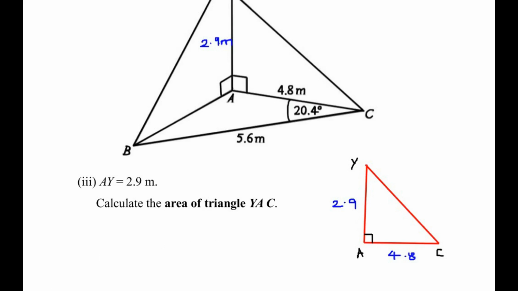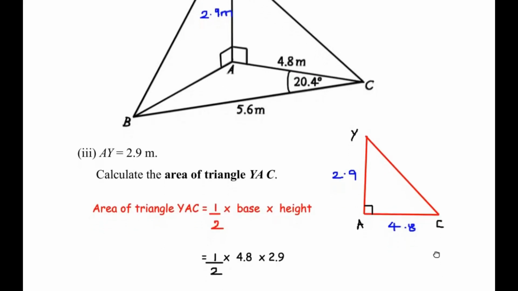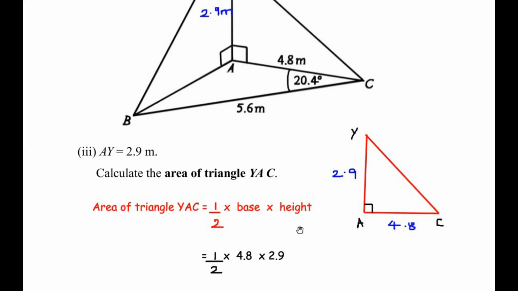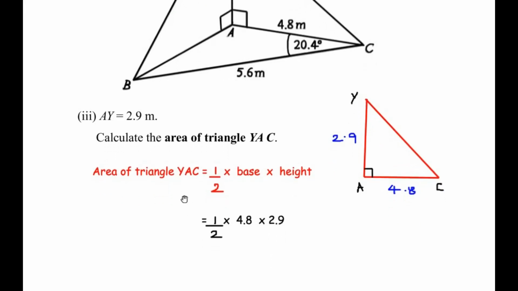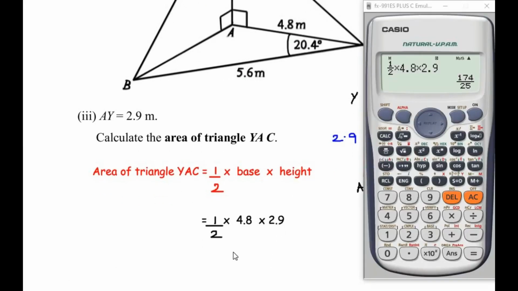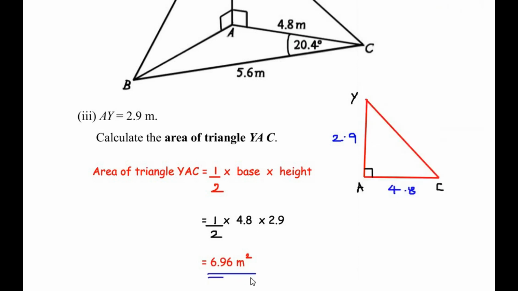So let me write here. Area of triangle YAC is equal to half times base times height, and here we considered base as 4.8 and height as 2.9. So let us calculate and find out the area of the triangle here. This will give us 174 divided by 25, or in decimals it is 6.96 meters square. So this is the area of the triangle YAC.